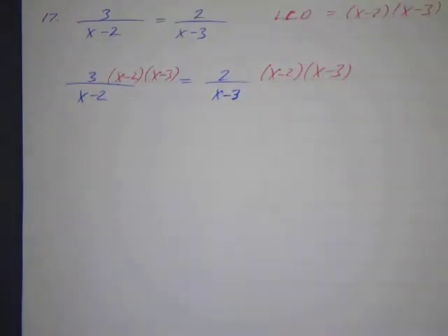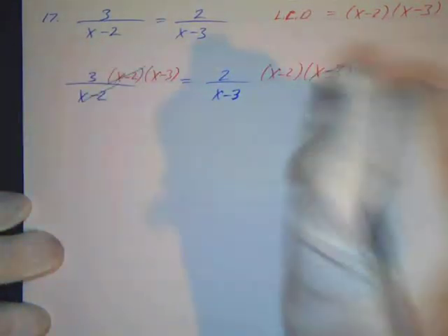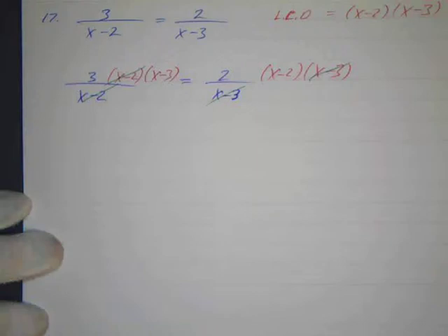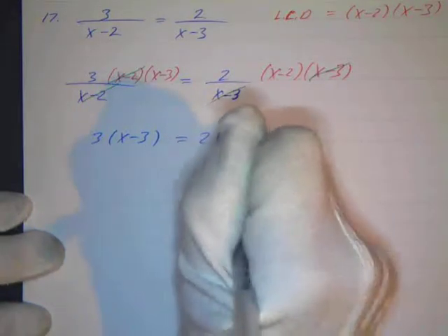And we're going to make some 1s here that will cancel. x minus 2 over x minus 2 is 1. And then x minus 3 over x minus 3 is 1. So there go all the fractions. So what's left on the left side is 3 times x minus 3 equals 2 times x minus 2.